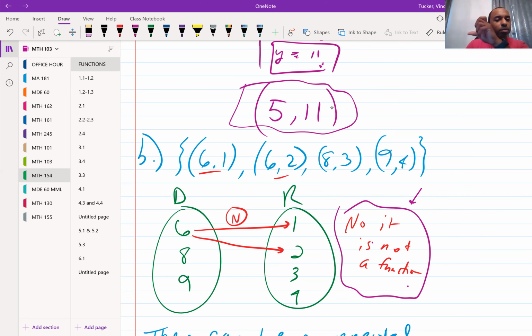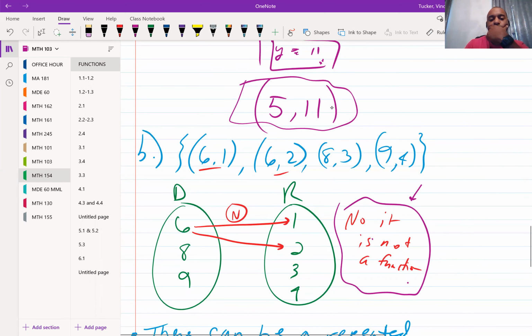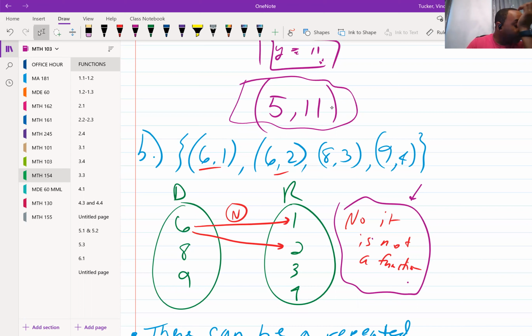Questions on the differences between the two, when you would have a function, when you wouldn't? All right, so are we good on that? Then I got a few statements that will hopefully help bring more clarity to when you do have a function and when you do not have a function.